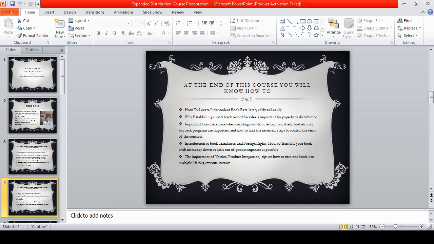And then lastly, we're going to get into the importance of vertical product integration, okay? Tips on how to turn one book into multiple lifelong revenue streams. So what I mean by that is this. Each format of your book, whether it is hardback, paperback, ebook, or audiobook, each one of those has a separate ISBN number, okay? So what that means is that it is a separate product, so you need to treat it like that. And what I mean by that is include exclusive content in each of the formats that's not in the other. So for example, you have your ebook, right? That's your basic book right there.